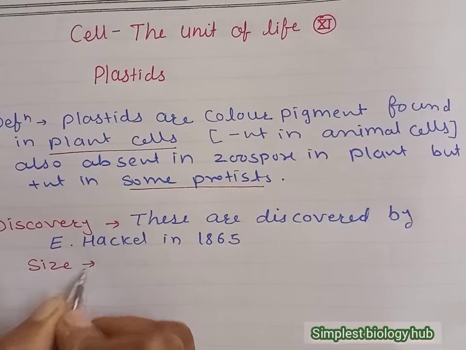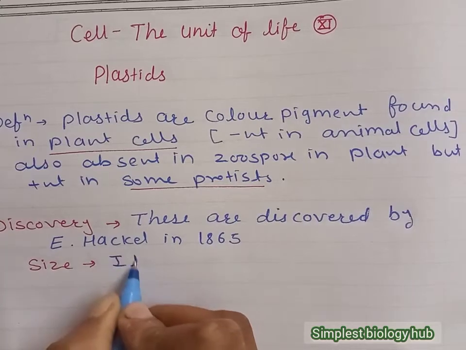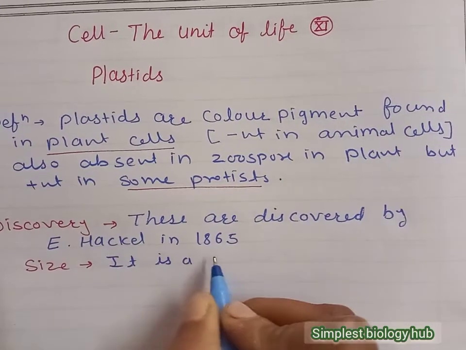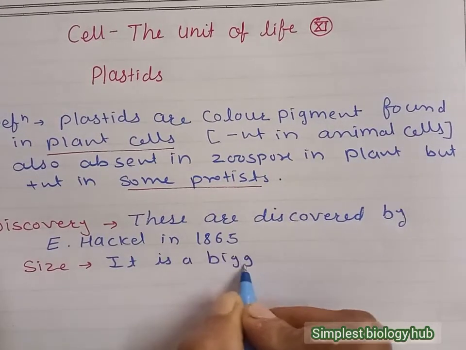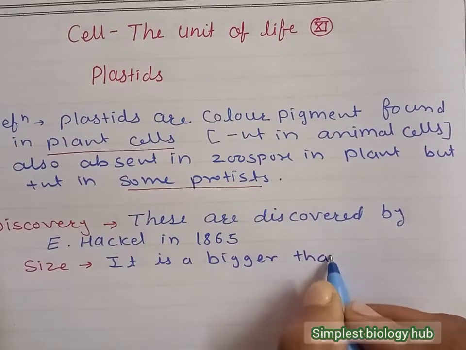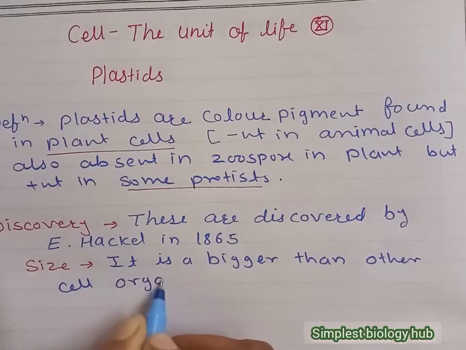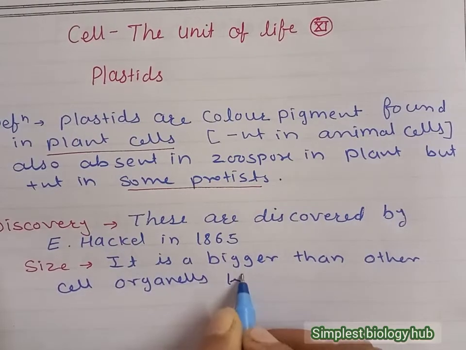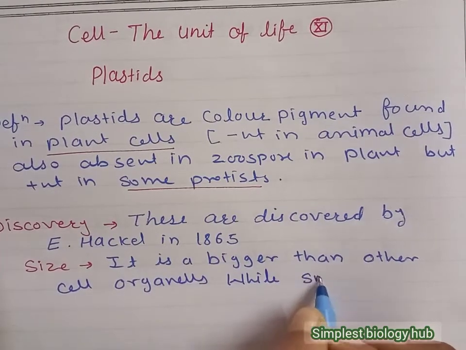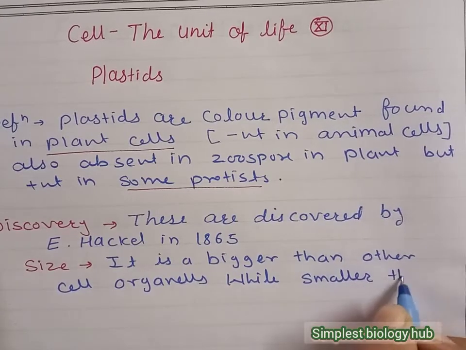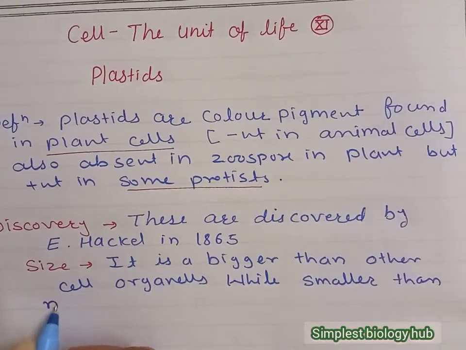Now we know about the size. The size of the plastid is bigger than other cell organelles, while it is smaller than the nucleus. Means it is one of the bigger cell organelles.